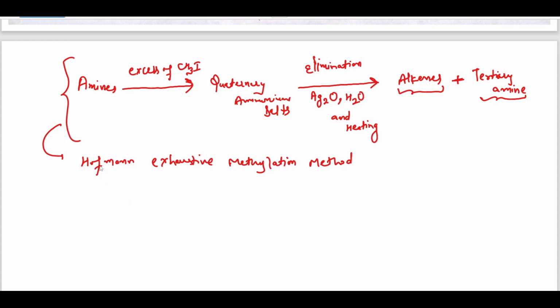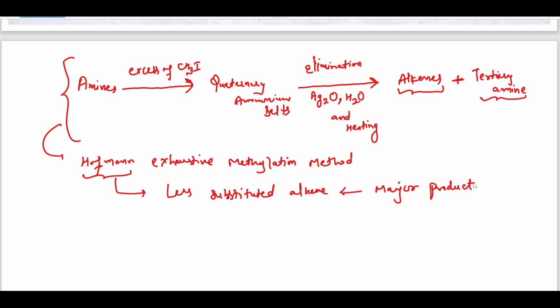In these reactions, according to Hofmann, the less substituted alkene will be your major product. Clear?